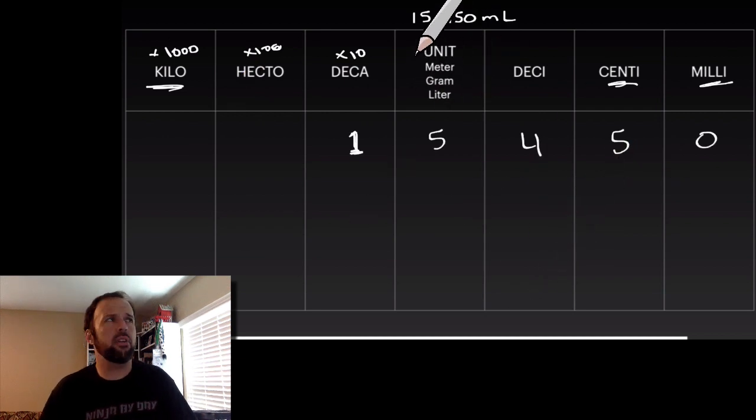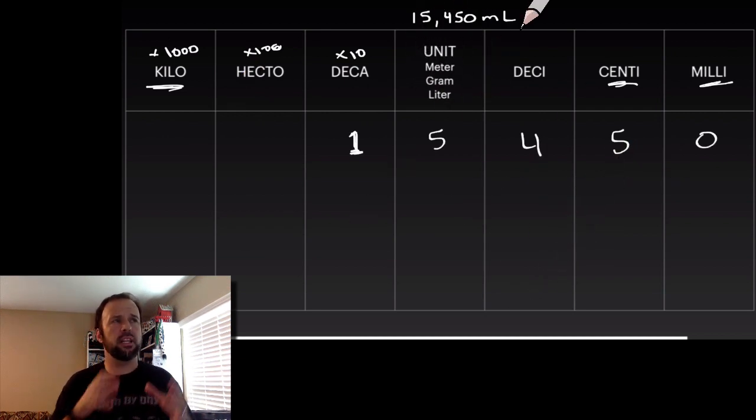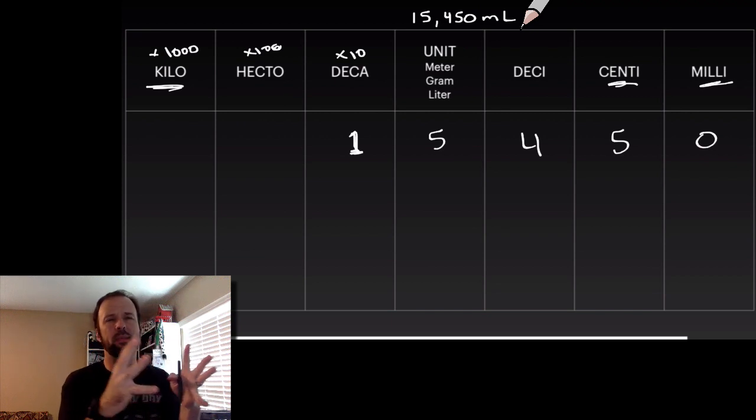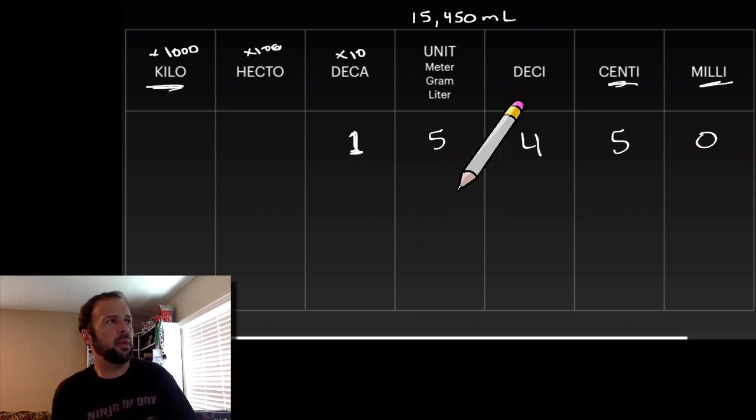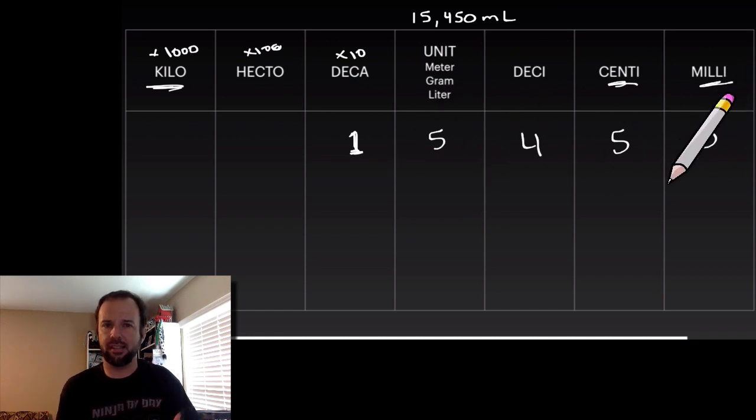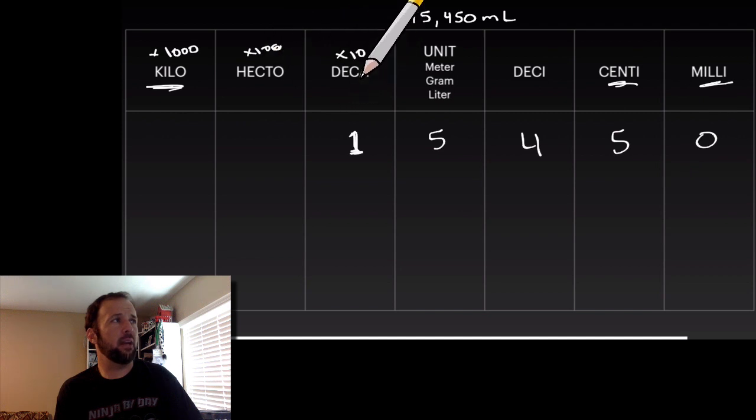Okay, all right. So I wrote down 15,450 milliliters, and I put it in our place value chart, if you will, to look at the different measurements and at the place value, basically on how many jumps we're going to be making here. So we have 15,450 milliliters, right? And if we wanted to group this differently, we could say that we had 1 decaliter, 5 liters, and break it down even into deci and centi and so on. We could also say that we have 15 liters, 450 milliliters, okay?